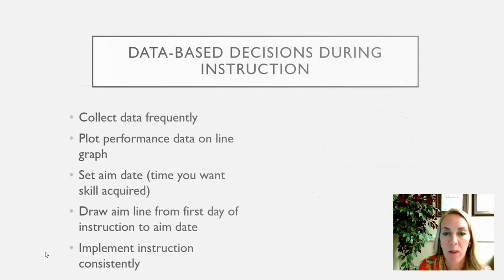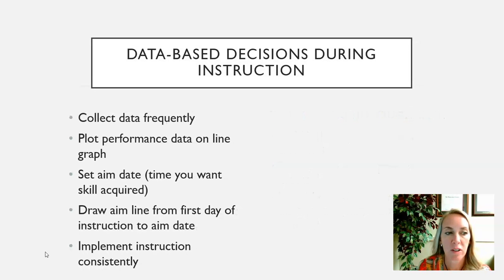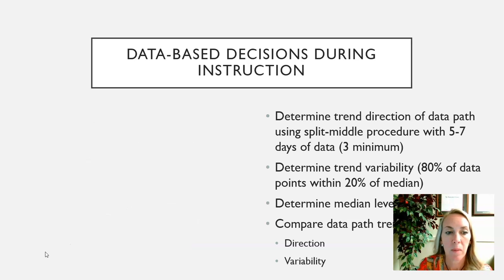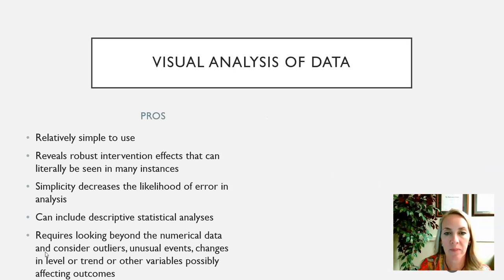Now, how do we make those data-based decisions during instruction? Well, we want to collect data frequently, plot that performance every day, set an aim line, and monitor it to see if it follows through. And we also want fidelity with our implementation. But once we determine that trend direction, with whatever method we use, we want to determine if there's variability around our trend direction, get our level data, and compare that data to what our aim line is.